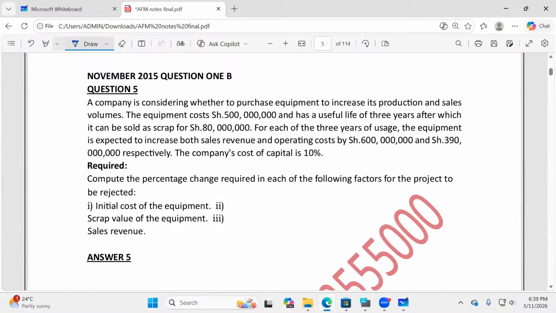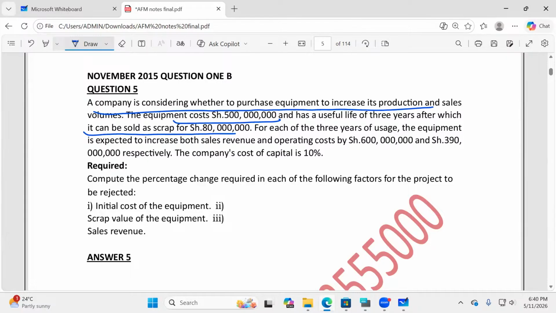Are we there? You don't have to copy the question because already you have it, right? So we are told here, a company is considering whether to purchase equipment to increase its production and sales volumes. So we want to bring an equipment so that we can become more efficient to see our volumes going up. The equipment cost is 500 million, meaning that we already have the initial outlay. And it has a useful life of how many years? 3 years, after which it can be sold as scrap for 80 million.